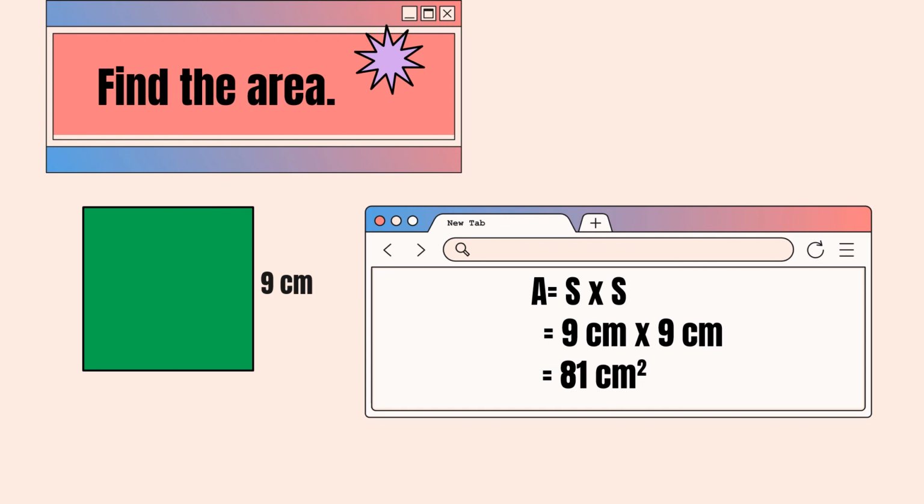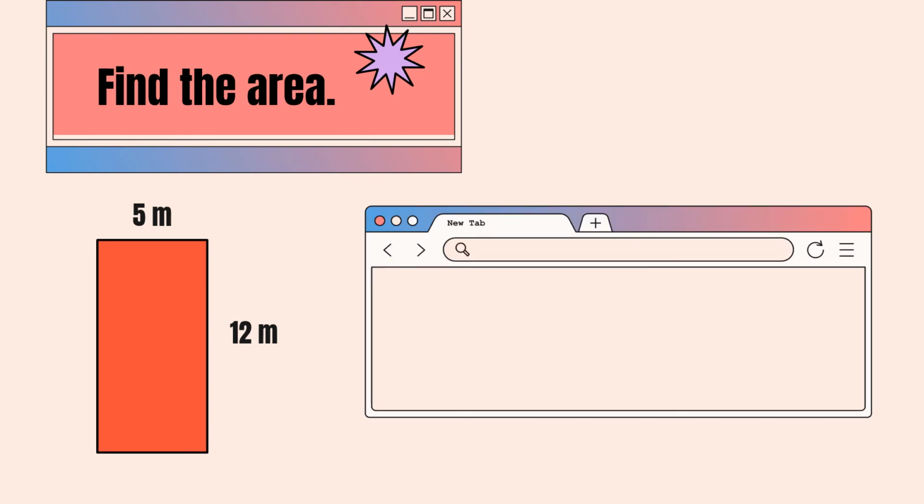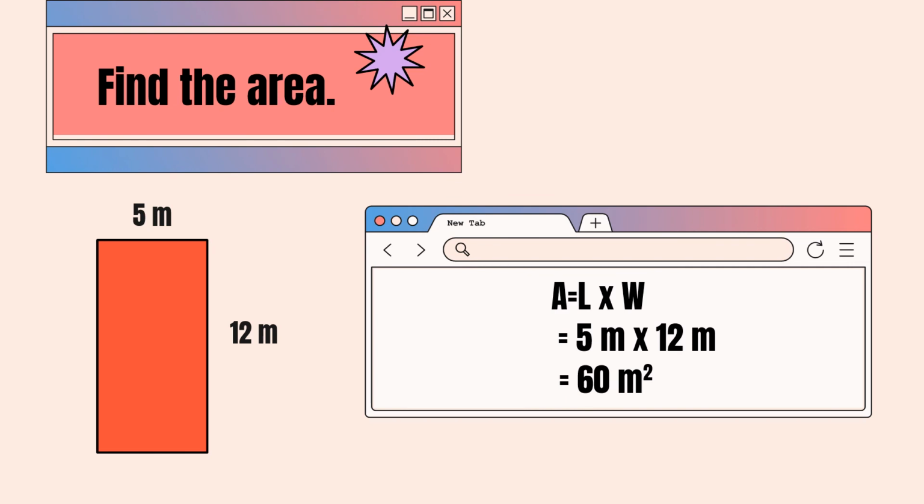Now let's proceed to the area of a rectangle. Example number 2. The length here is equal to 5 meters and the width is equal to 12 meters. Now we're going to get the area of this rectangle by following the formula, area is equal to length times width. We have length equal to 5 meters and width equal to 12 meters. If we multiply 5 and 12, what do you think is the answer? Very good, that is equal to 60 square meters.